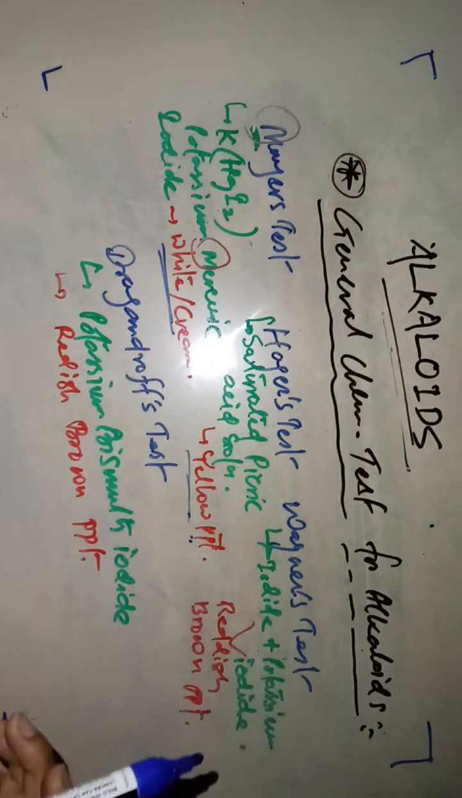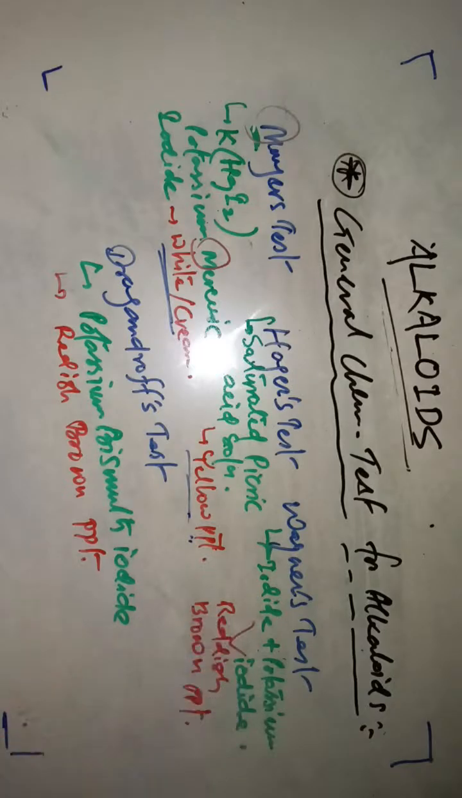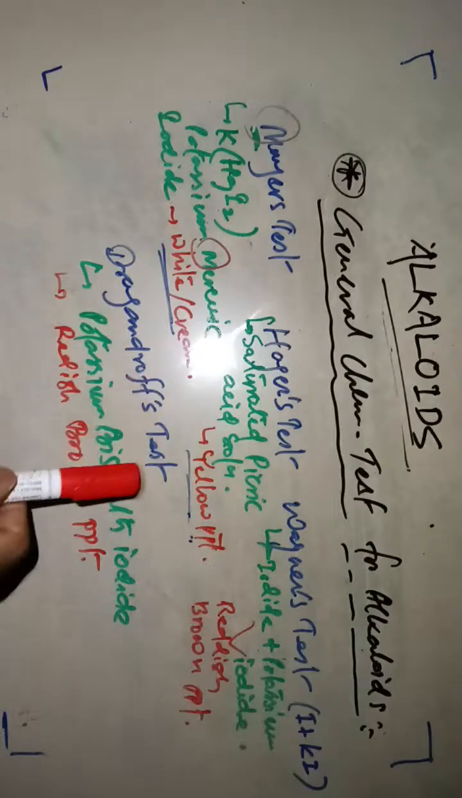Next, Wagner's test. In Wagner's test, what is used as reagent? That is iodine and potassium iodide, very easy. I plus KI. Okay. And what is the final color found? Reddish brown precipitate. Next, number 4 test is Dragendorff test. In Dragendorff test, what is the reagent used?